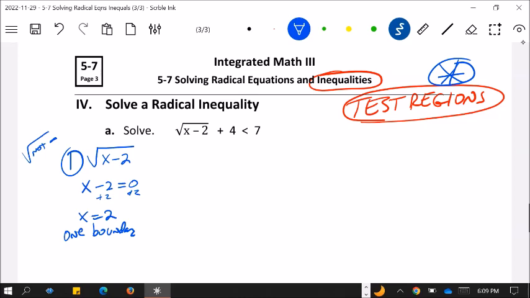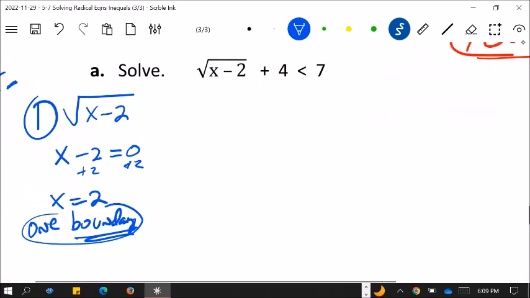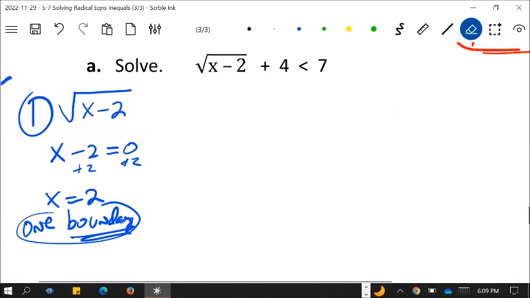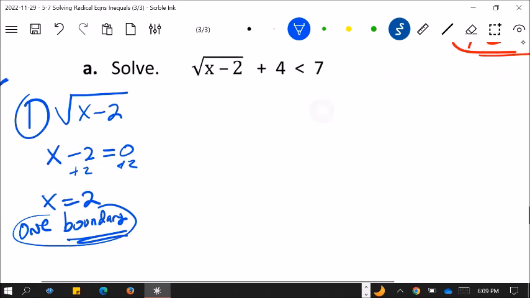But for this case, all I need is that as a boundary. And I'll show you what I mean by boundary in a second. In fact, I am going to rewrite that word so it's clear. Boundary. Because we're going to use that as a boundary for a region.